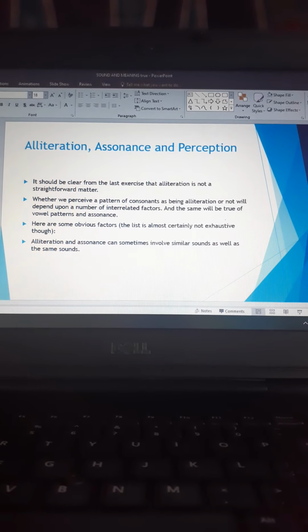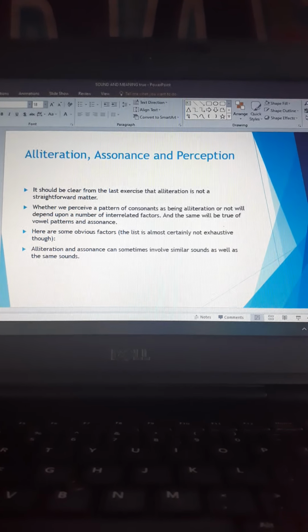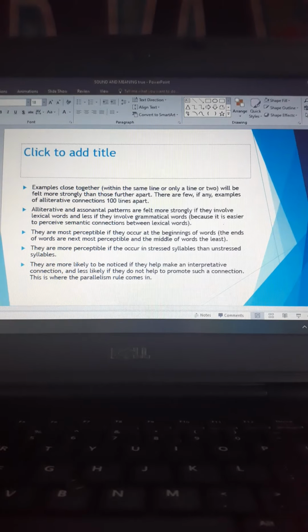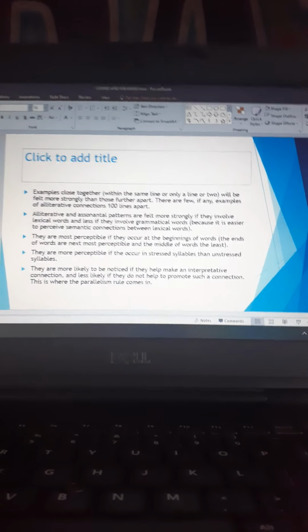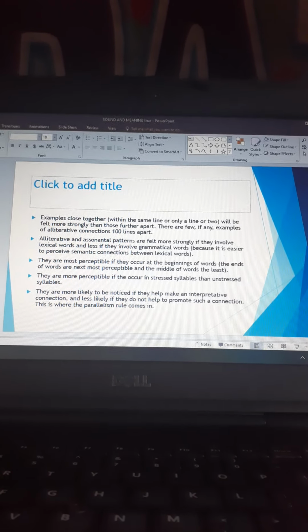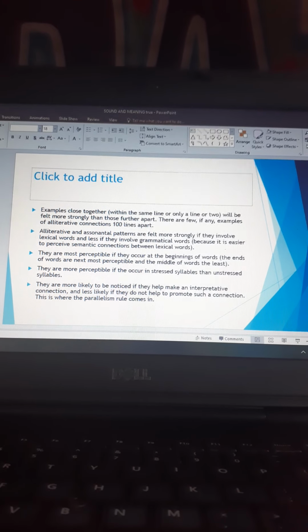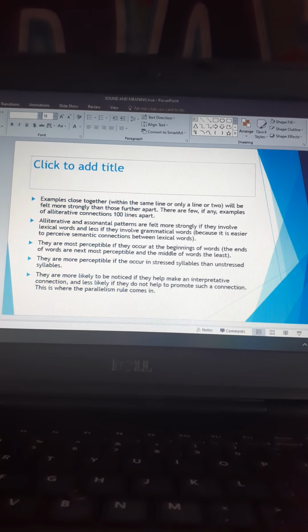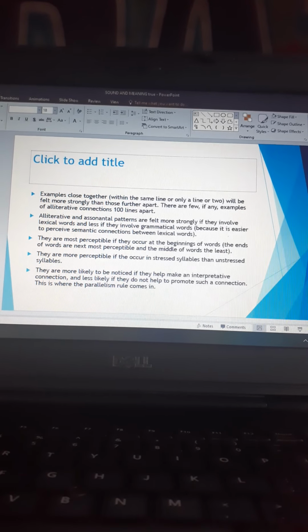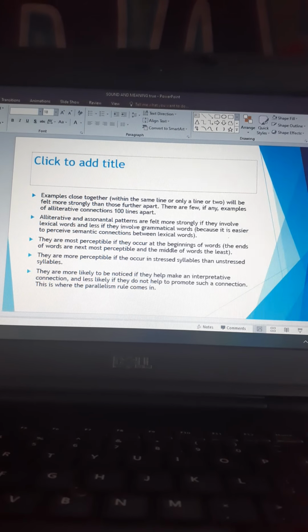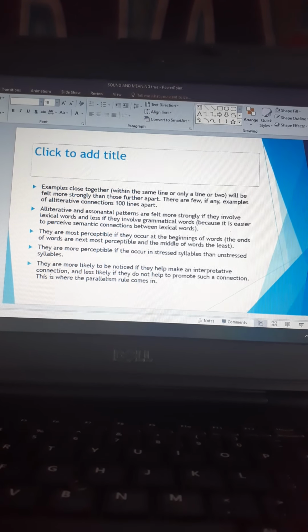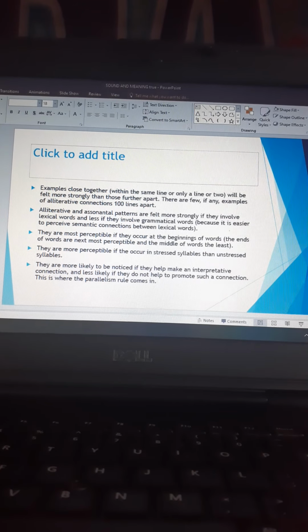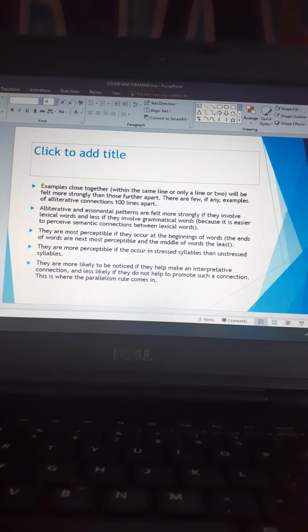Alliteration and assonance can sometimes involve similar sounds as well as the same sounds. Examples close together within the same line or a line or two will be felt more strongly than those further apart. There are few, if any, examples of alliterative connections 100 lines apart. Alliterative and assonantal patterns are felt more strongly if they involve lexical words and less if they involve grammatical words, because it is easier to perceive semantic connections between lexical words.